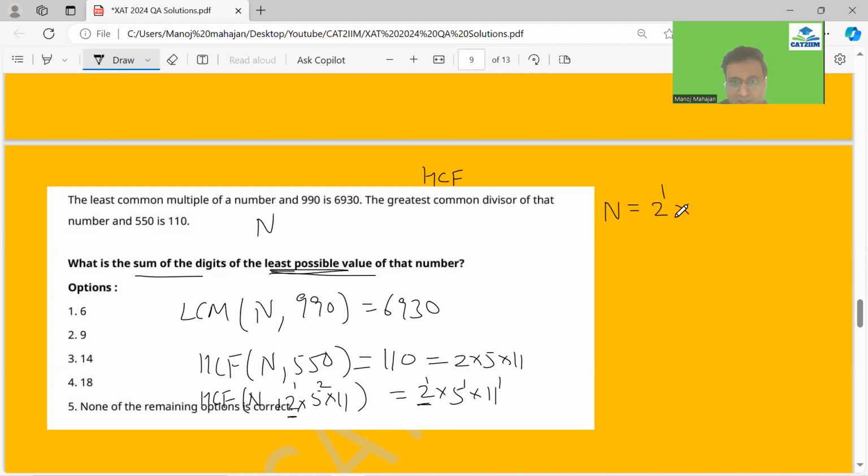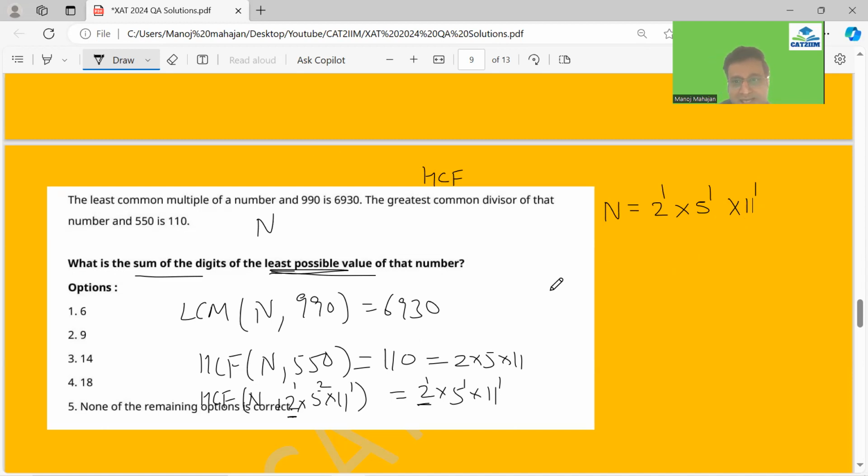So let me put 2 to the power 1 itself, right? Over here it is 5 square, and over here it is 5 to the power of 1. So definitely I should take only the power of 5 as 1 out here, because in the HCF you have this. Now 11 over here is 1, and over here is also 1. So over here I can pick up the power of 11 as 1, 2 and so on. But for the least I should again take 1. But still it's not a complete number. We have to check with the LCM part also, right?